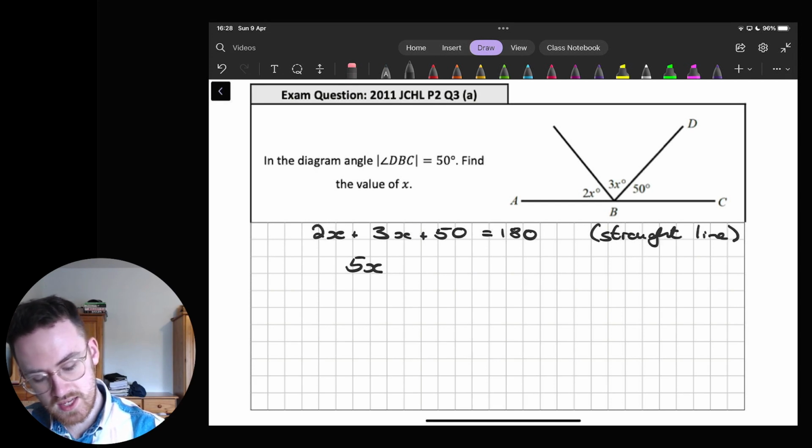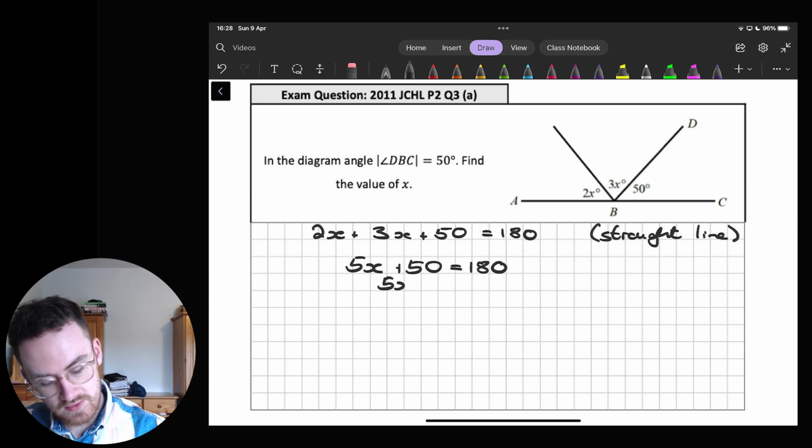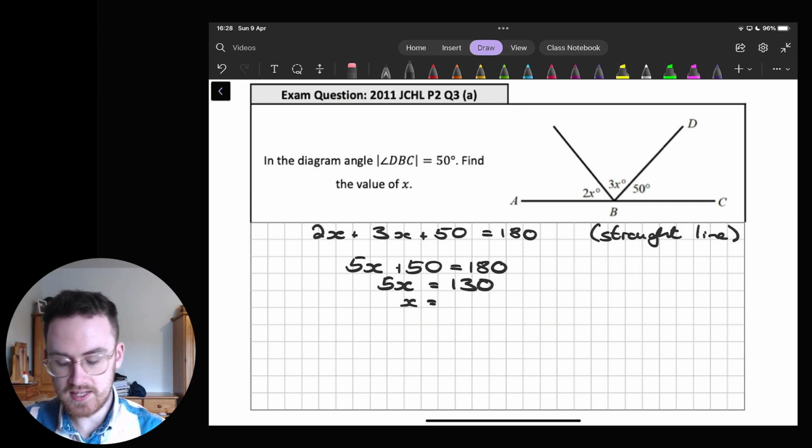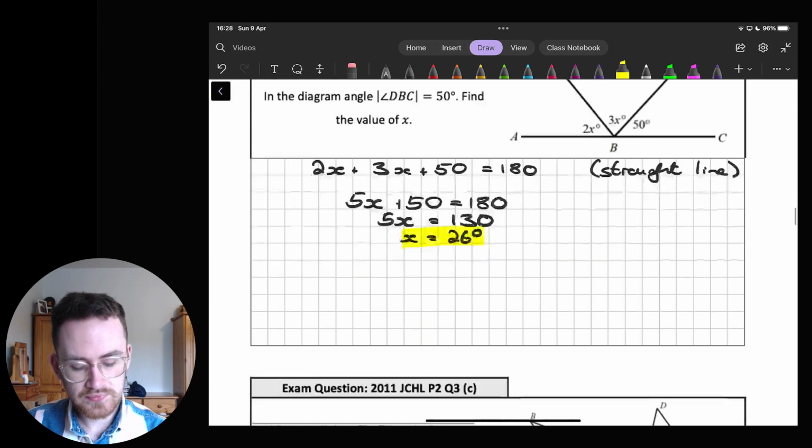So we get that 5x plus 50 is equal to 180. So 5x is equal to 130, and x is then going to be equal to 130 divided by 5, which is 26 degrees. So we were just asked to find the value of x. We weren't actually asked to find the value of those angles, just x itself.